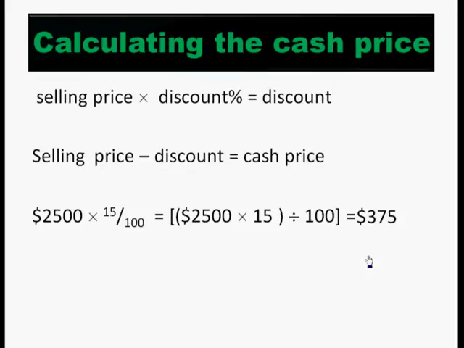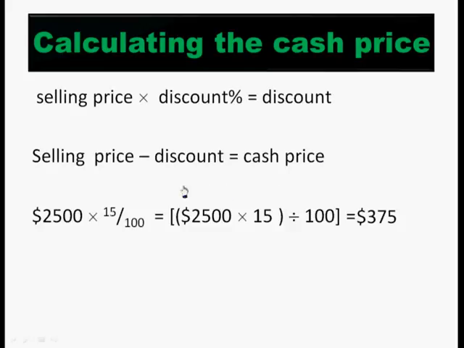And then your answer would be what? $375. Now my question to you: that $375, is it the cash price? Do you think it's the cash price? No. How could I buy a phone for 2,500 and sell it back for $375? I'd be an idiot. No, sir. Good. So that is just the discount amount.